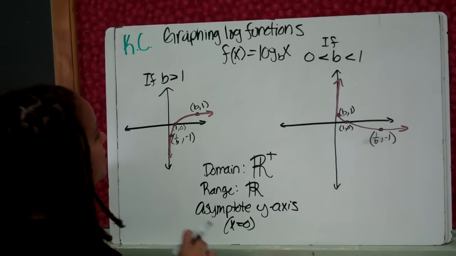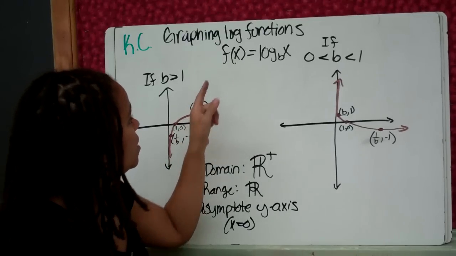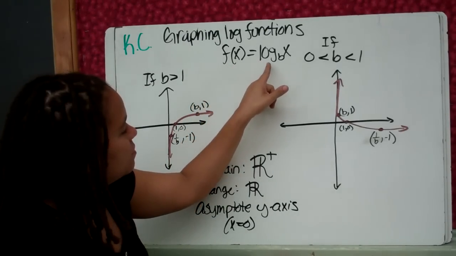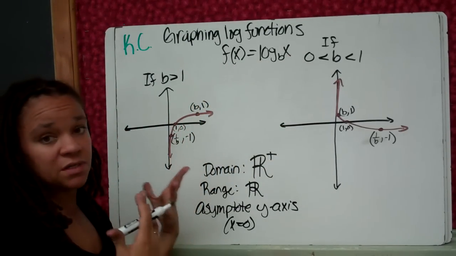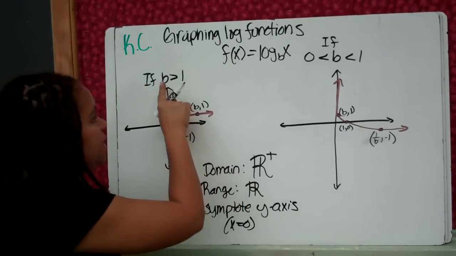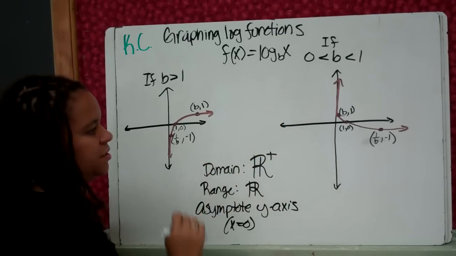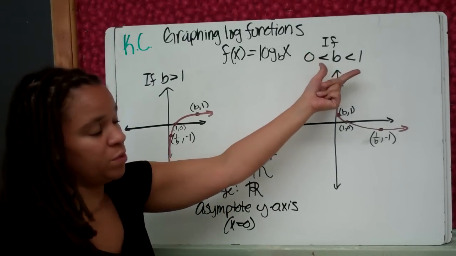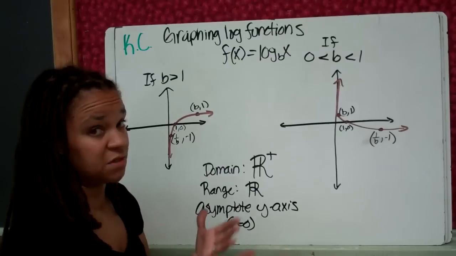All right, key concept. Now we're going to graph. Last few examples, we're just going to be graphing. This is kind of cool. f of x equals log base b of x. There's two different scenarios of what your graph might look like. If your b is greater than 1, it's going to look like this. It's going to increase and go to the right. If your b is between 0 and 1, so it's a fraction, it's going to go down. That's the shape of the graph. It's not going to change.